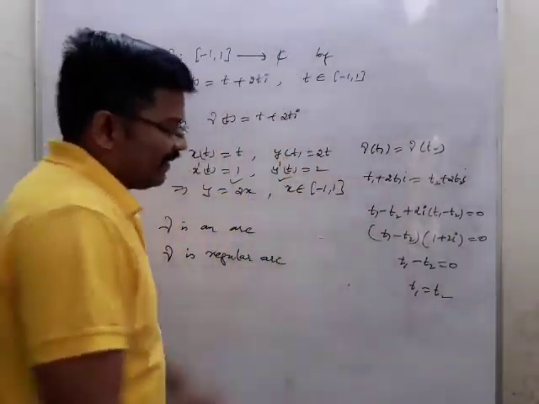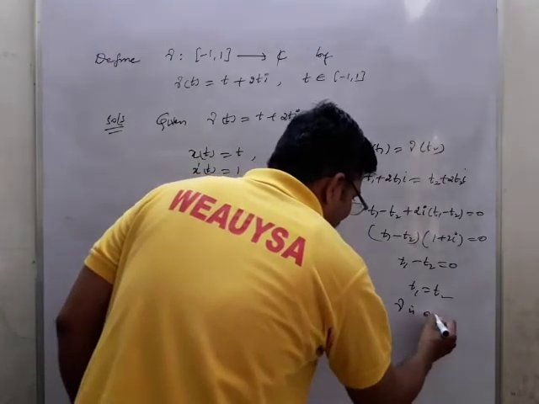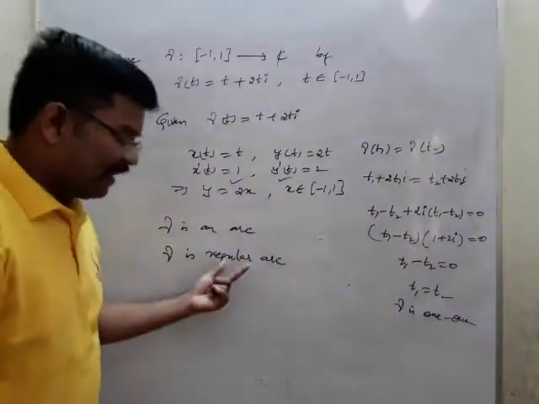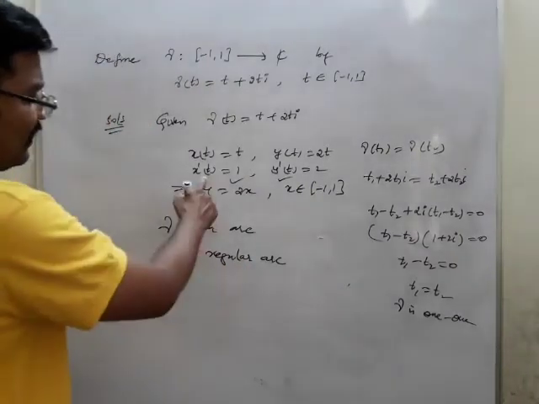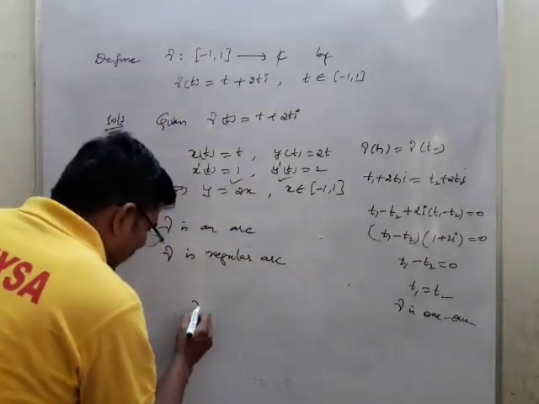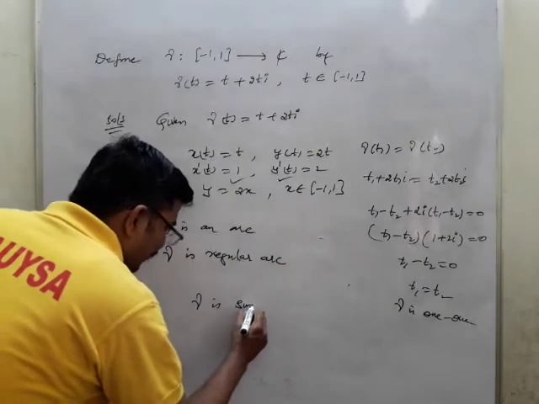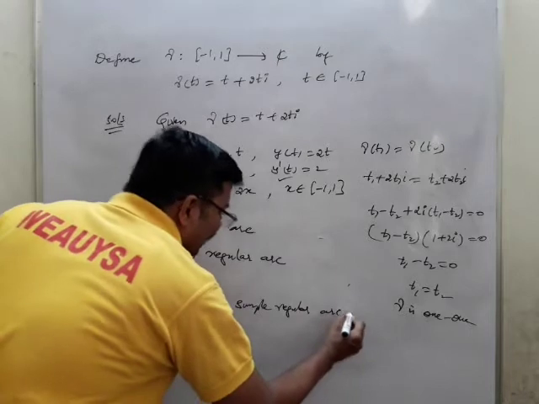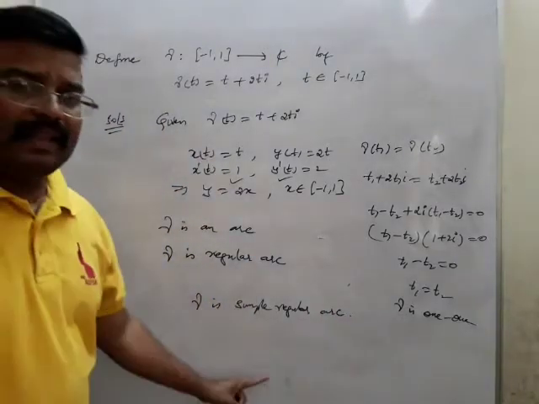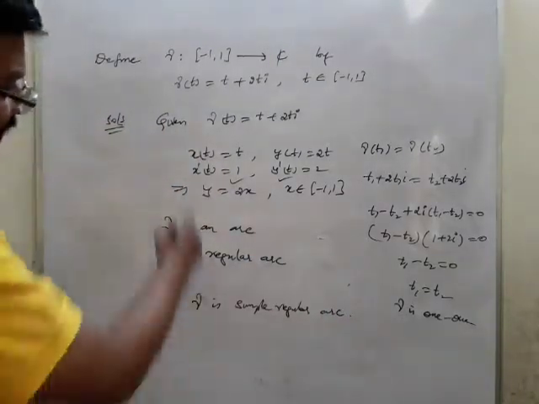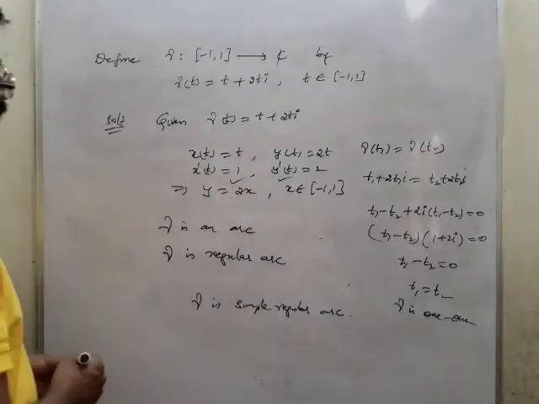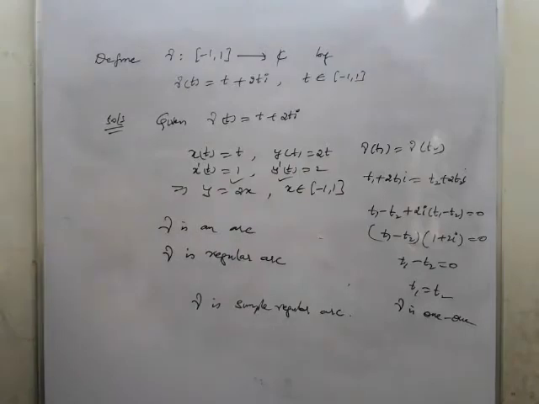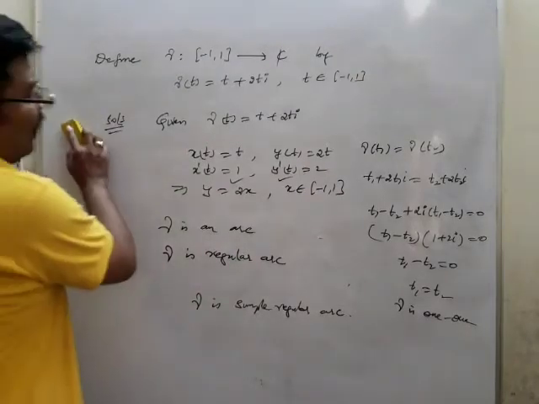So I can say gamma is 1-1. Gamma is a regular arc because these two existed. So I can say that gamma is a simple regular arc, given gamma is a regular arc, with the help of this simplification we got like this. Now this is how we can do the problem.